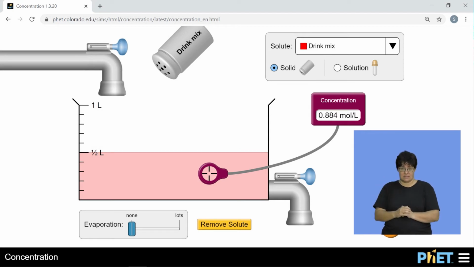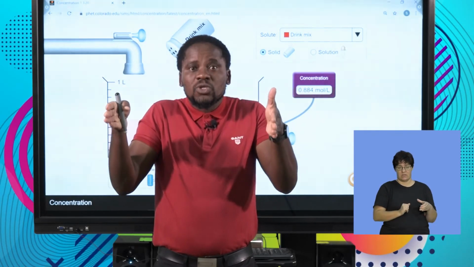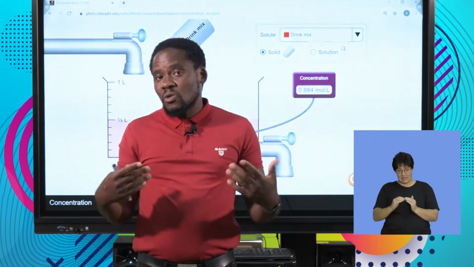What does that mean? As we add more solid particles into the solution, the moles of the solid increase. So if the volume of solution stays the same and we keep on adding more solid particles, the concentration is going to increase.